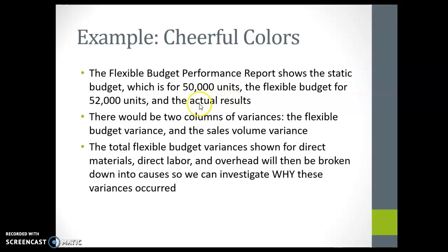If I compared the actual results for the 52,000 units that we actually sold to the 50,000 units in the static budget, I'm comparing apples to oranges. But I'm going to compare the actual results for 52,000 units to the budget for 52,000 units, the flexible budget. And so that's going to be the variance. We want that flexible budget variance. That's what we're going to really work with. It's going to show the flexible budget variance for everything: direct material, direct labor, overhead, broken down into variable and fixed overhead. All of these things are broken down so we can further break them down and investigate why these variances occur.